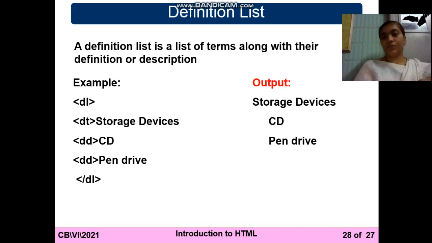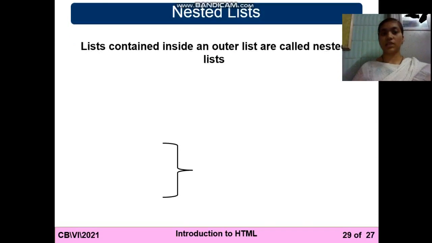Now we are going to learn the next list, that is the nested list, meaning a list in a list. We learned the first two lists, the ordered list and the unordered list, right. So you can also combine the ordered list and unordered list. How will it work? First of all, what is a nested list? A list contained inside an outer list is called a nested list. That means one list inside another list.